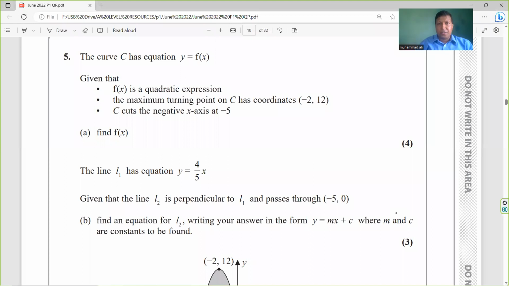The curve C has equation y equals f(x), given that f(x) is a quadratic expression. This is very important information. The maximum turning point on C has coordinates (-2, 12). C cuts the negative x-axis at -5. Find f(x). At first, we try to find f(x).